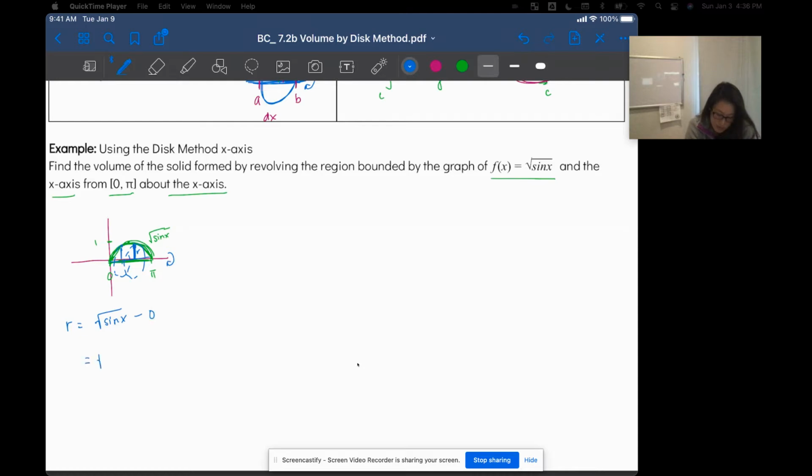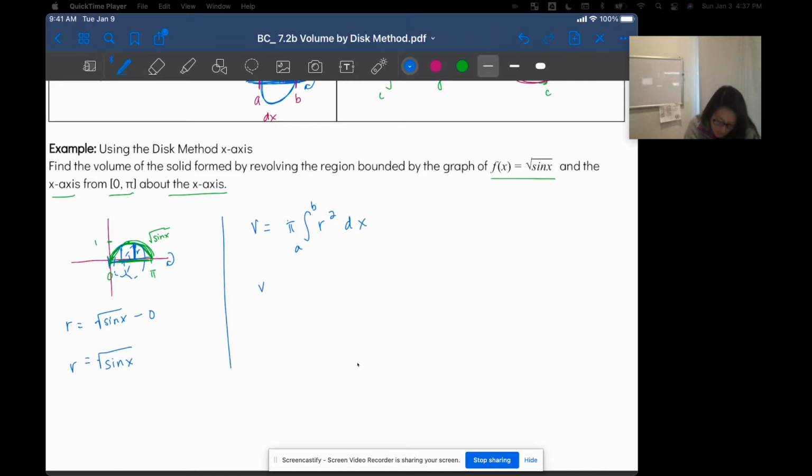So we just get the radius is equal to the square root of the sine of x. Okay, so to find the volume, we say it's a lot of circles added up over time, so we're going to use the integral of pi r squared dx because we are cutting up x's, okay? We're going to use the bounds from a to b.